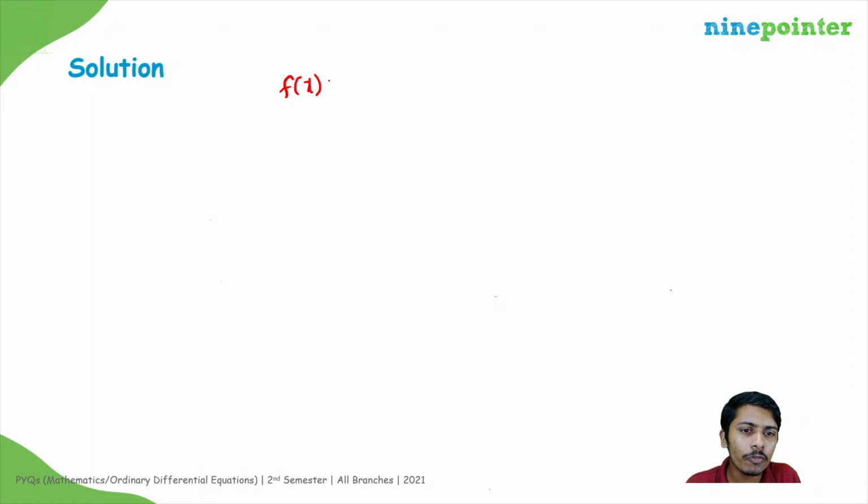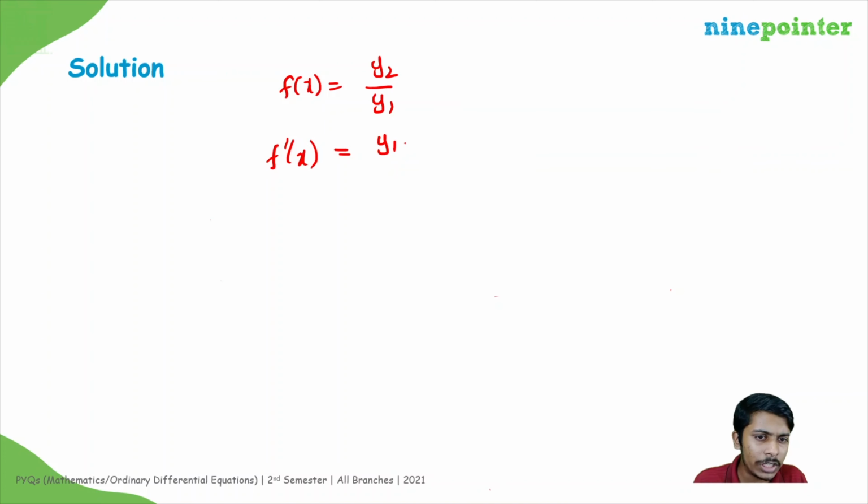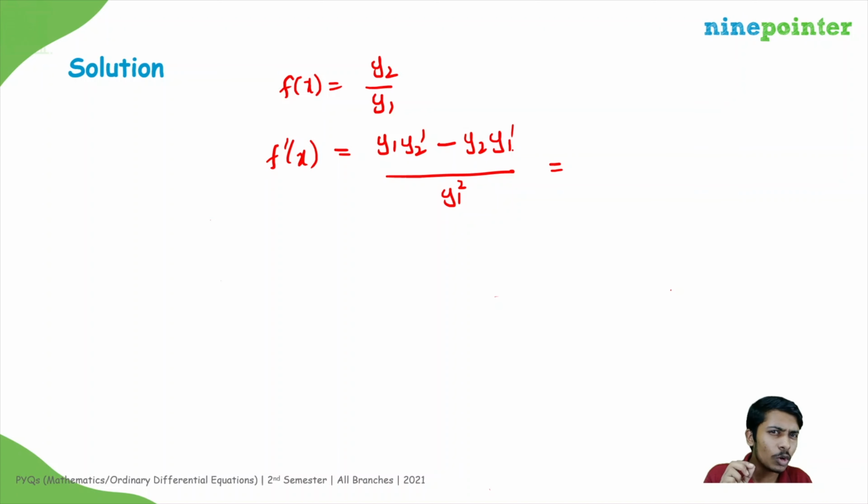What was our function f of x? f of x was y2 divided by y1. Let me just calculate the derivative of f. f prime is equal to denominator times derivative of numerator, that is y1 y2 prime, minus numerator times derivative of denominator, y2 y1 prime, divided by the denominator squared, or y1 squared. Now this numerator, y1 y2 prime minus y2 y1 prime, is actually our Wronskian of y1 y2, divided by y1 squared.